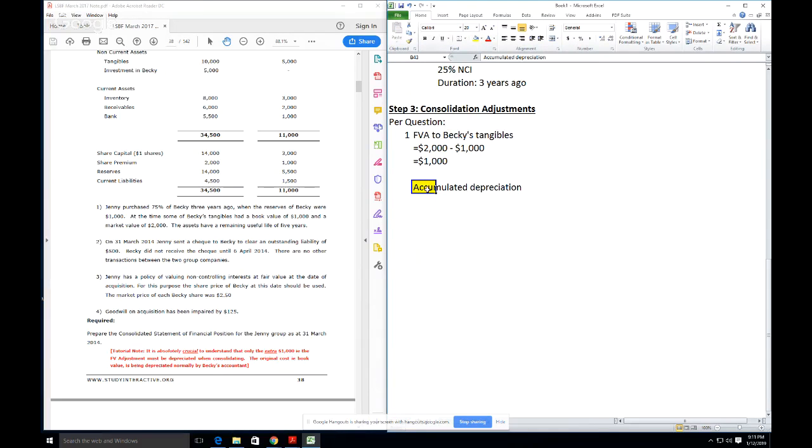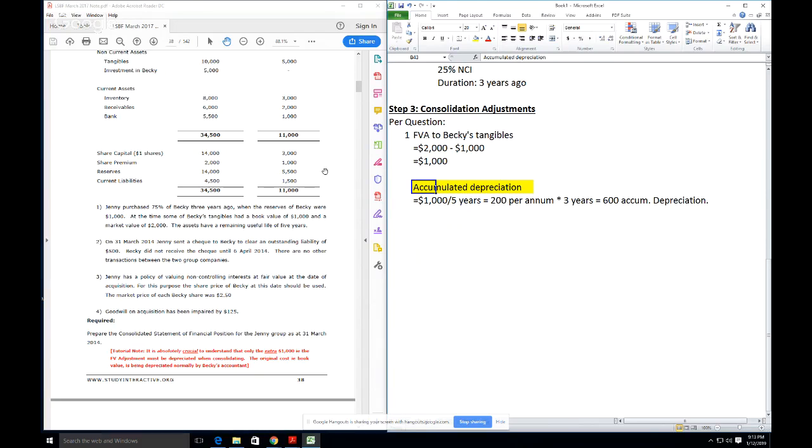I'm going to color this. Accumulated depreciation. Take note of this one very well. So out of this, 3 years ago, we are going to do this, which is $1,000 divided by 5 years. The calculator will give us 200 per year, annual, multiplied by 3 years will give us 600 accumulated depreciation. Any question about this? If you don't understand this, any question about this? You will see where we're going to use this.